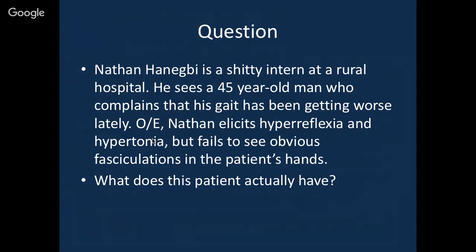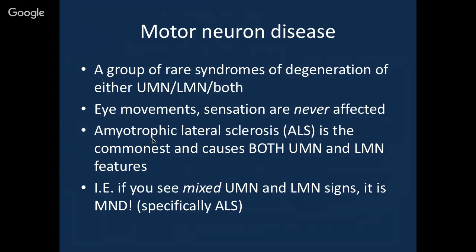Perfect. Okay, so hyperreflexia and hypertonia are what? Upper. Fasciculations are what? Lower. Unless the patient had a stroke and also broke their arm, no single disease causes upper and lower signs other than motor neuron disease. Motor neuron disease has 5 types. ALS is the commonest, and that one causes both upper and lower. The other types can cause one or the other, or pseudobulbar or bulbar palsy. What you should know is upper and lower signs automatically equals motor neuron disease.